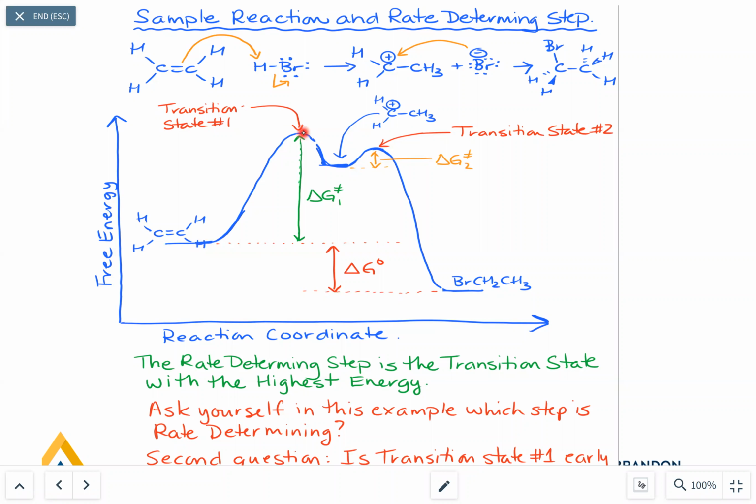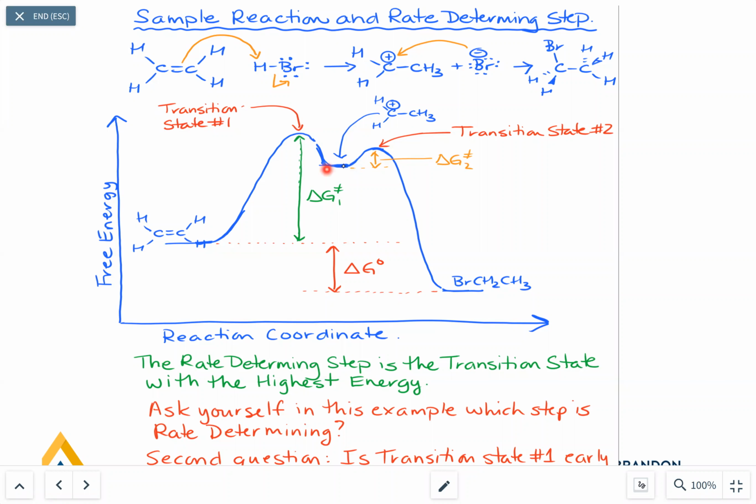And so with reactions that are going uphill, the species that is closest to the transition state, in this case happens to be this intermediate. So because this is closer to here than it is to here, it's late in the reaction, so we would call this a late transition state.